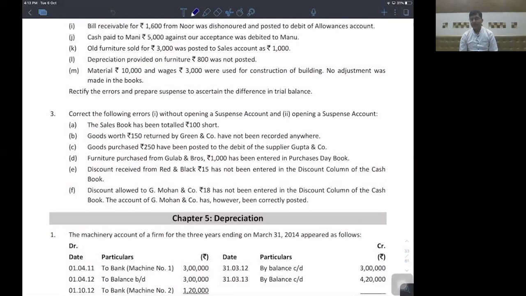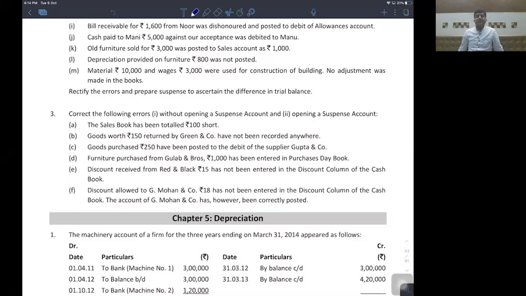Yes, Gauri, absolutely correct. We have assumed it like that only. Bills receivable dishonored, your entry should have been Noor account debit to bills receivable account rupees 1,600. But it is posted to the debit of allowances account instead of Noor. Therefore, the wrong entry is allowances account debit to bills receivable account rupees 1,600. So my rectifying entry will be Noor account debit to allowances account rupees 1,600.